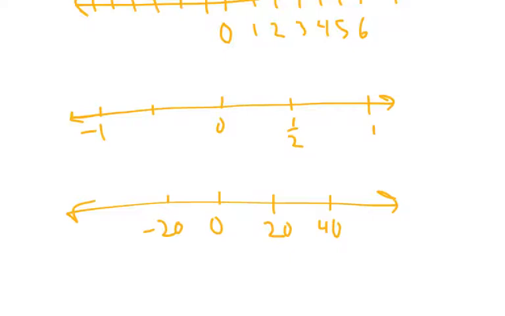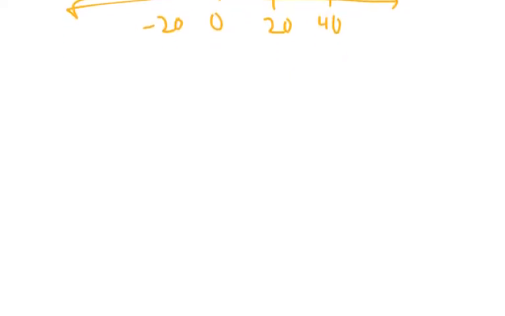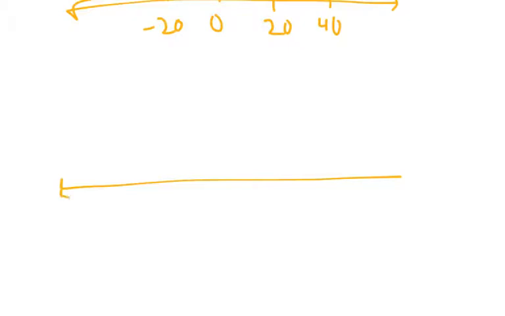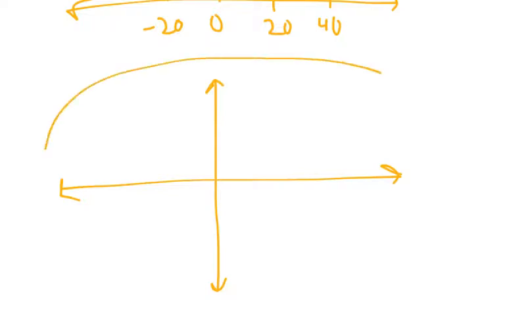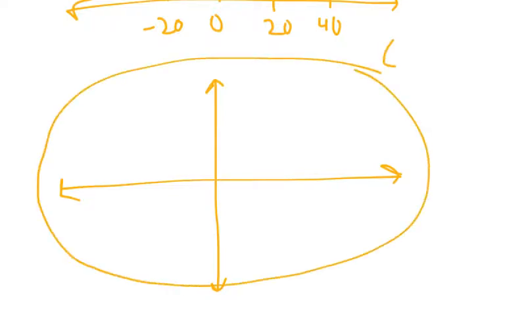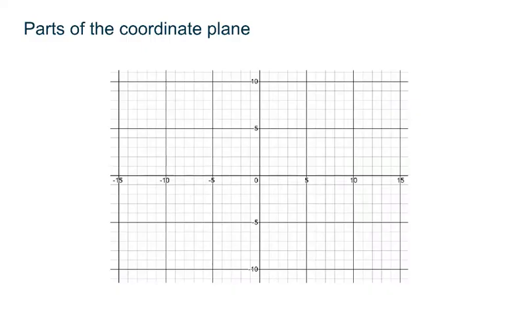Well, the coordinate plane is simply two number lines. So we start off with the traditional number line, and then we take another one, and we put it perpendicular like that. And this right here is what we call the coordinate plane. Coordinate plane. So that's what it is. Now, let's break it down and talk about the different components of it.